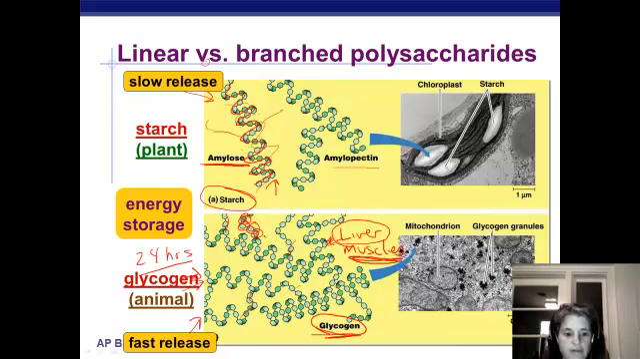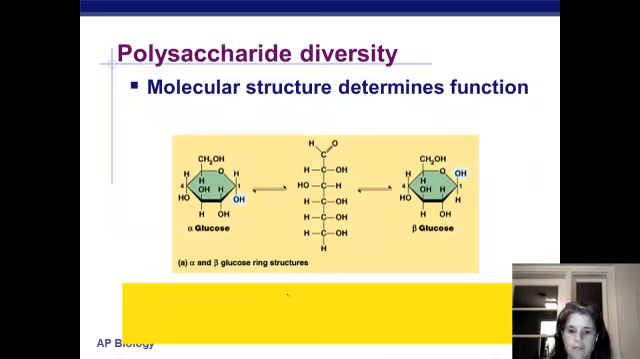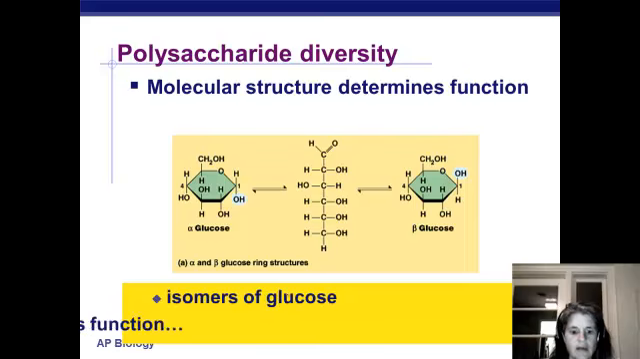So this is a pretty fast release type of maneuver, where with a plant it's going to be slower, and that's what the branching does. I'm sorry, I'm getting ahead of myself. The branching here provides many points where enzymes can start to work on this molecule to break it apart, whereas here you've only got this point where the enzyme can work and this point where the enzyme can work. So the branching makes it such that you can break it down much more quickly, and that's why the branching is involved. Okay?